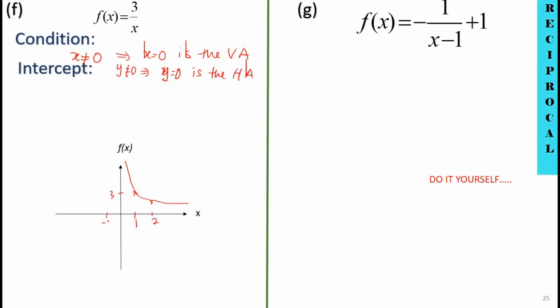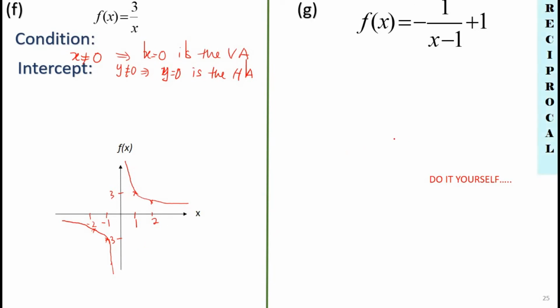Same for this side. If x is equal to -1, 3 divided by -1 will give you -3. Here is the point. And when x is equal to -2, we get -3 over 2. So this is the point. If you continue finding f(x) by substituting any values of x, you'll get this. As x approaches -infinity, f(x) will approach 0. When x is approaching 0, f(x) will approach -infinity.